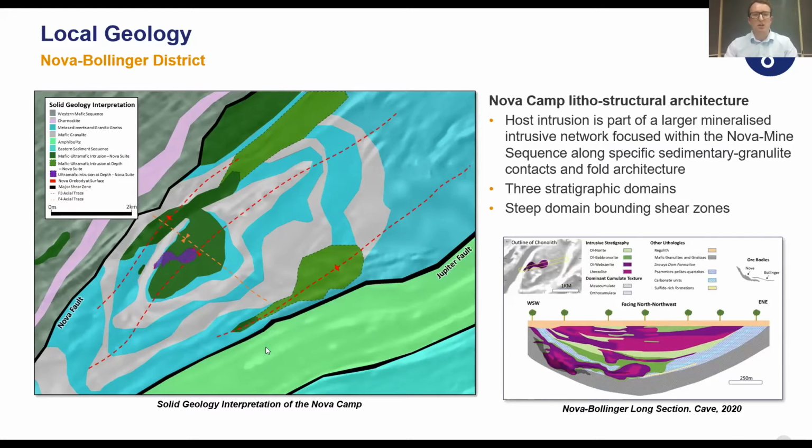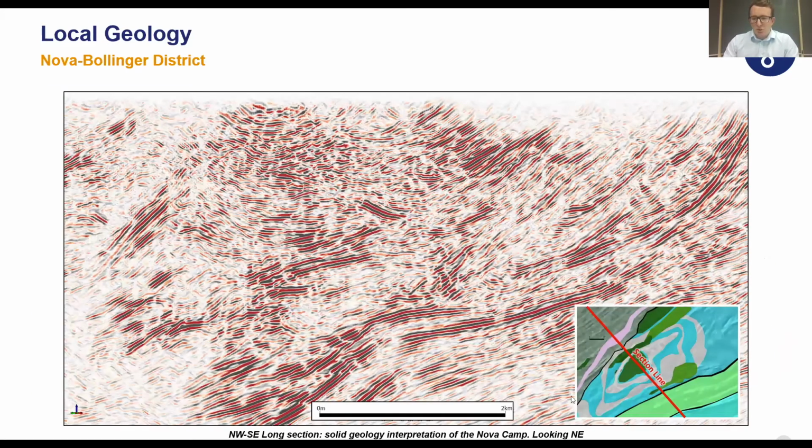So we're going to take a northwest, southeast long section through this local geology, and look at some of the seismic data now to get a better picture in 3D. We've got a little schematic diagram on the right-hand side. We're looking to the northeast, and then this is a section through our 3D seismic data.